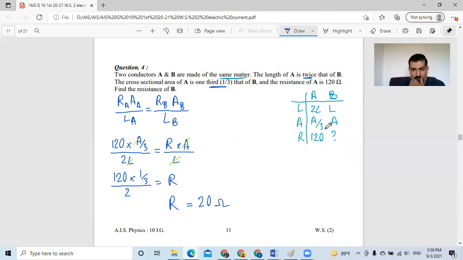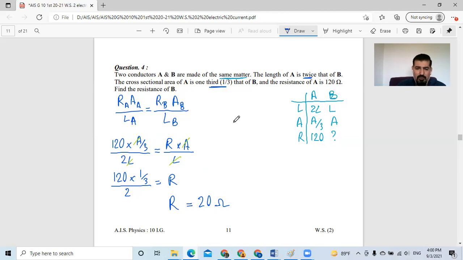They give us a table with two wires, wire A and wire B: the length, the area, and the resistance. They said that we are talking about the same material. The length of A is twice the length of B, so if this is L, this is 2L. And the cross-section area of A is 1/3 the cross-section area of B. So if the cross-section area of B is A, that means the cross-section area of A is A over 3. And the resistance of A is 120. Find the resistance of B.